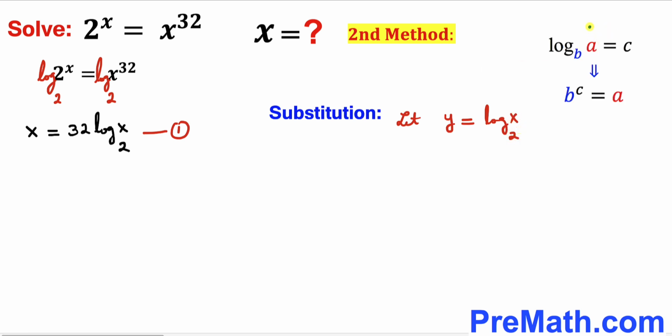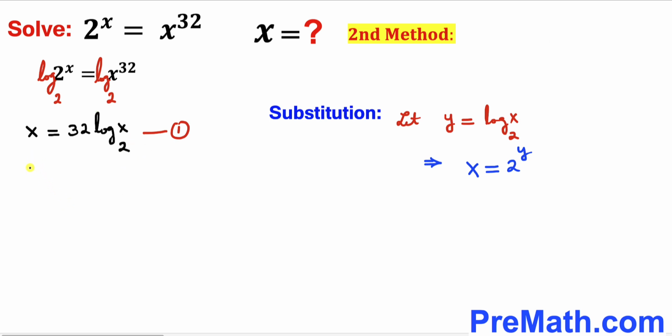And now let's recall this conversion rule. If we have a log of a with the base b equals to c, then this is equivalent to b power c equals to a. And we are going to apply that rule on this equation. So therefore we can write x equals to 2 power y. So therefore now I'm going to replace this x with 2 power y over here, and this log of x with the base 2, I'm going to replace that one with just y.